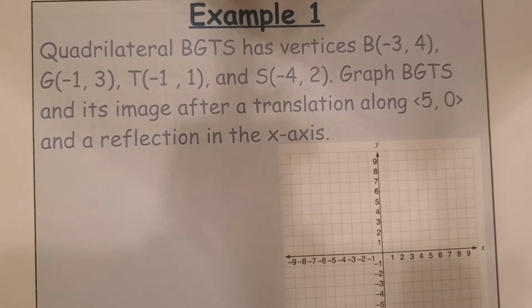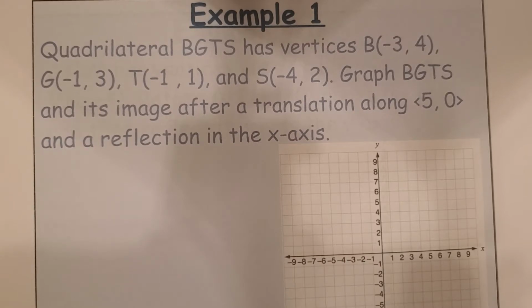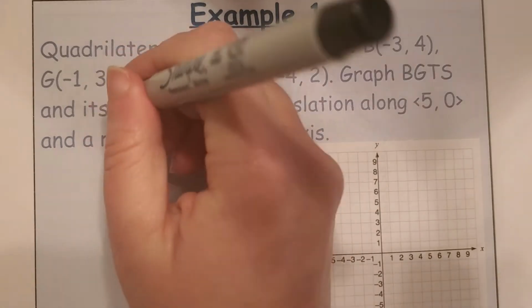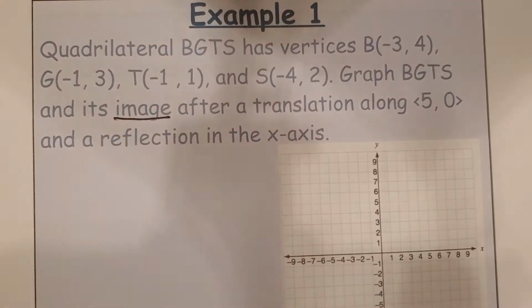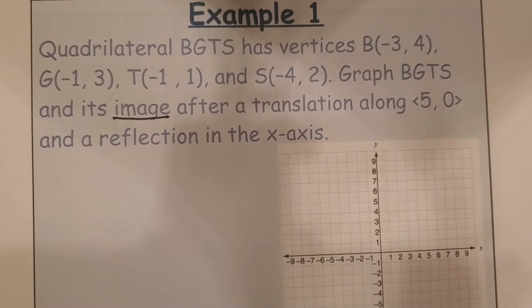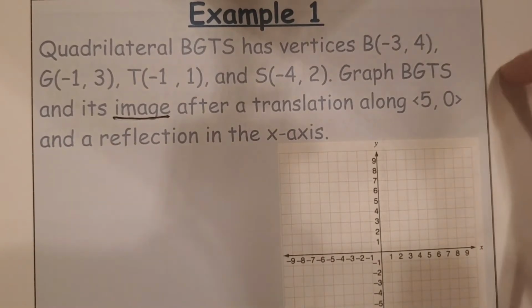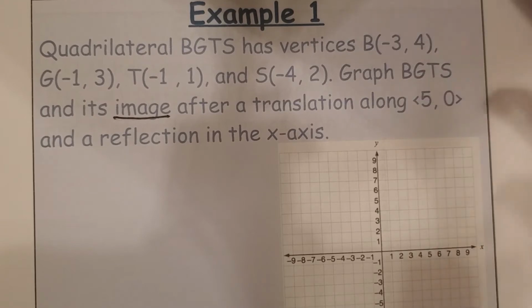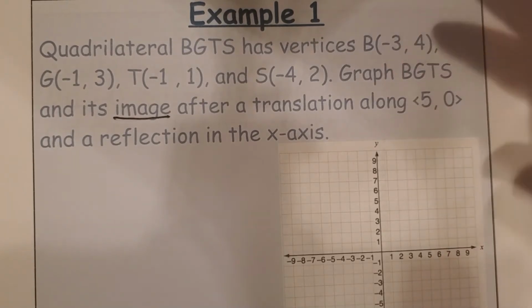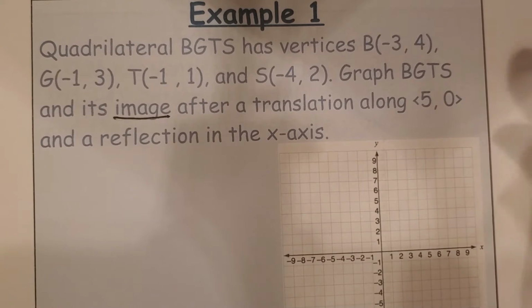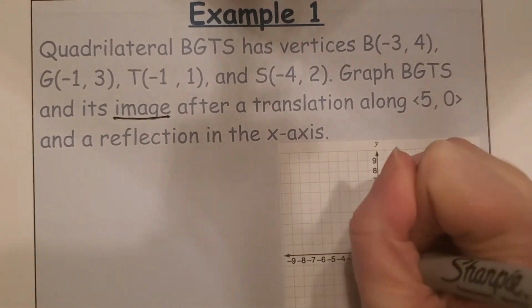All right. So you have this quadrilateral with these vertices, and it's asking us to graph the quadrilateral itself and its image after a translation along that vector and a reflection in the x-axis. So when it says image, we don't have to graph it piece by piece, all right? When it says image, it's talking about the final image. So the original, which I'll do in a second, and then the picture that you're left with after you do all of this. So let me graph this first.